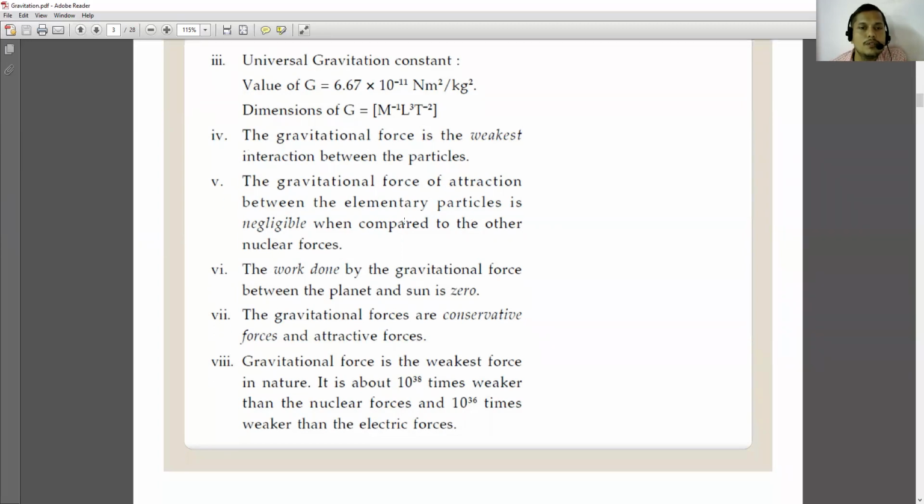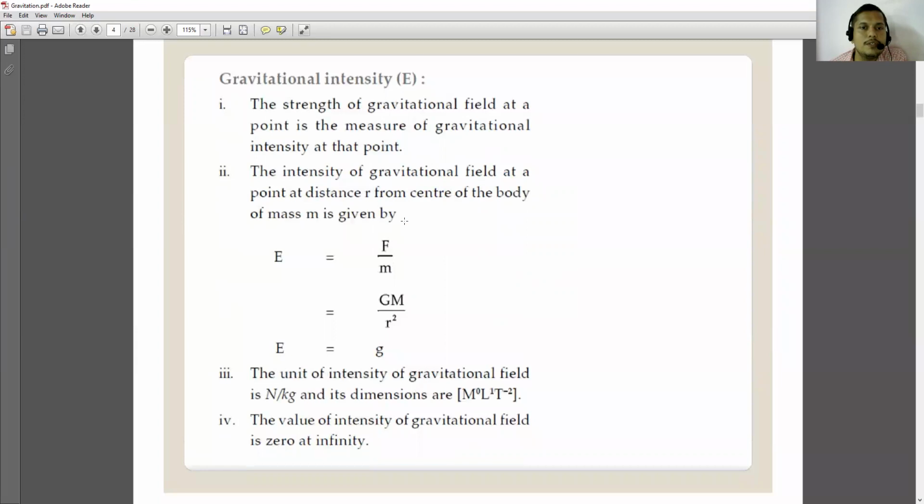So let us move to the next one, that is gravitational intensity. The strength of gravitational field at a point is the measure of gravitational intensity at that point. The intensity of gravitational field at a point at a distance r from the center of the body of mass M is given by capital E is equal to F by m. That is, if we put the value of F, then we can get GM upon r square, or E is equal to simply g.